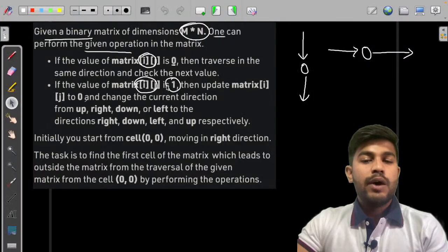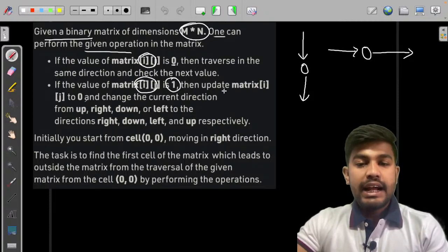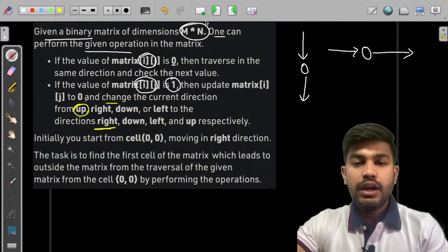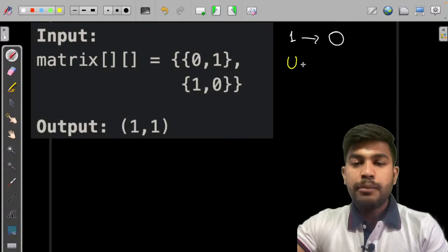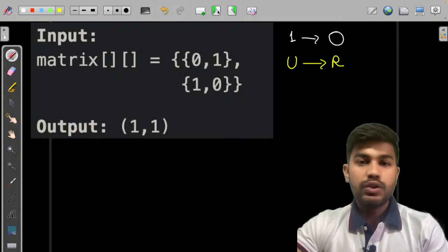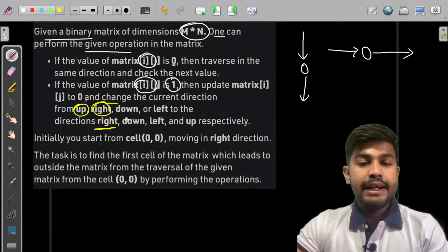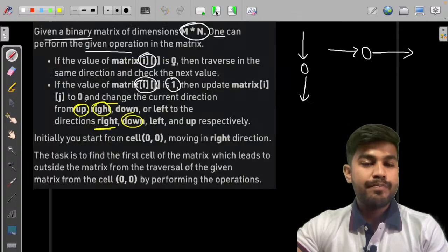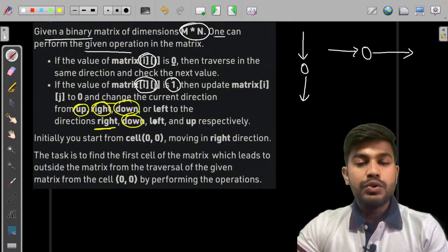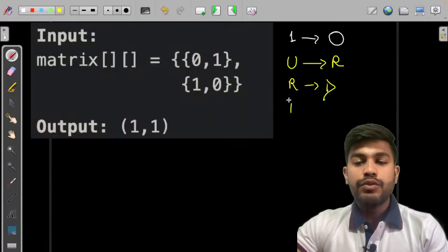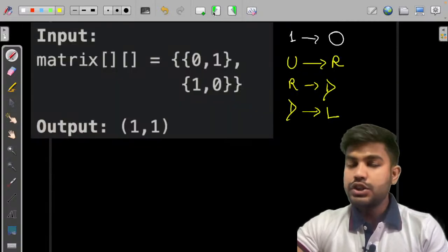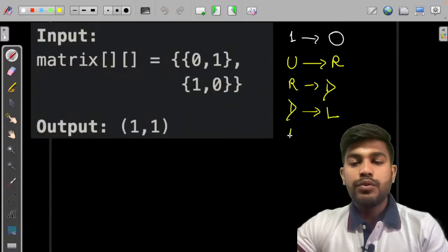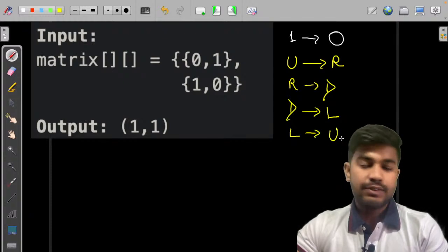Now we are told to update the matrix and change the current direction from up to right. Okay, so if you are moving up, you need to go to right. If you are moving on the right, you need to go down. And if you are moving down, you need to go left. You need to change your direction. And if you are moving left, you need to go up. This is what you need to do.